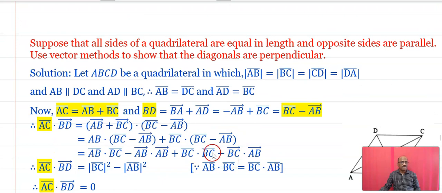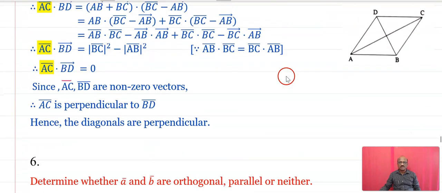Okay. Therefore we can prove that if all the sides of a quadrilateral are equal in length and opposite sides are parallel, then we can use the vector method to show that the diagonals are perpendicular.